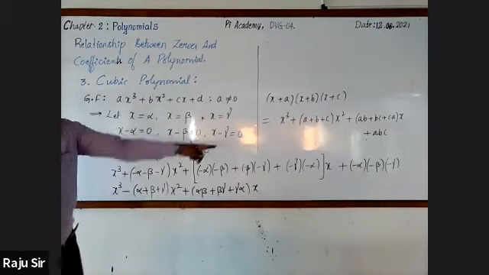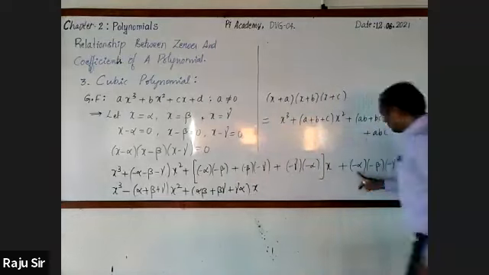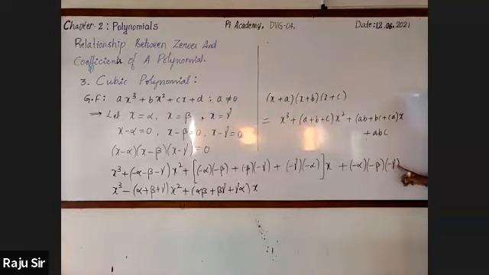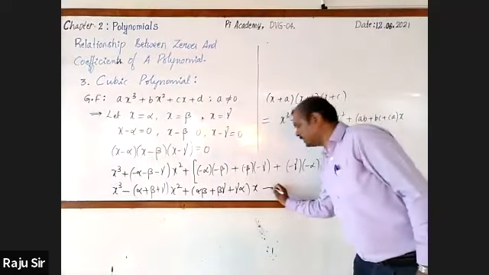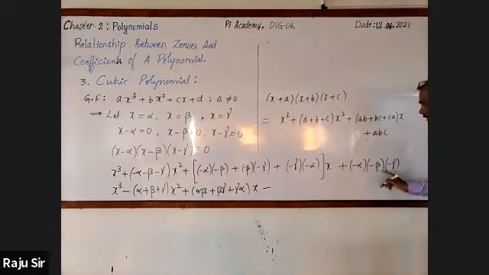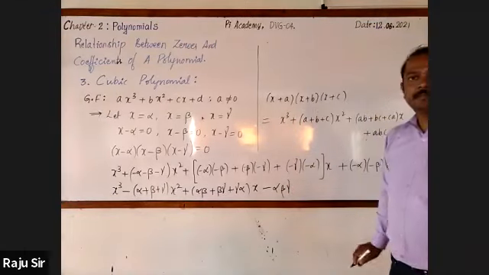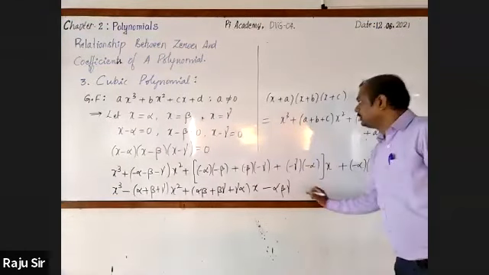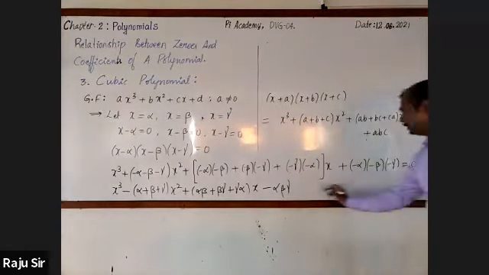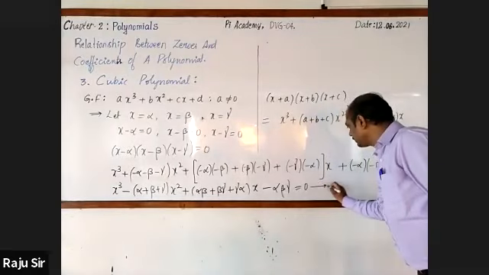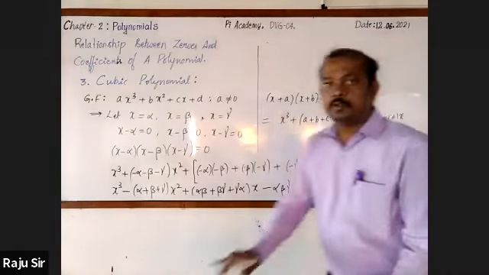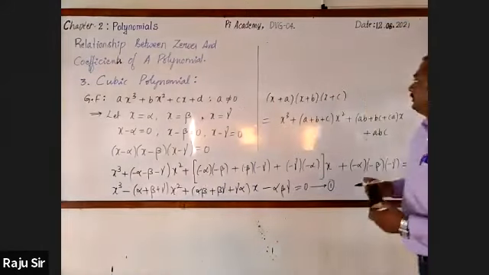Okay, next. Last one. Minus alpha into minus beta into minus gamma. Minus into minus is plus, plus into minus is minus. There are an odd number of minus signs. Hence you get minus. Alpha into beta into gamma is alpha beta gamma. This is equal to 0. You may call it as equation 1.